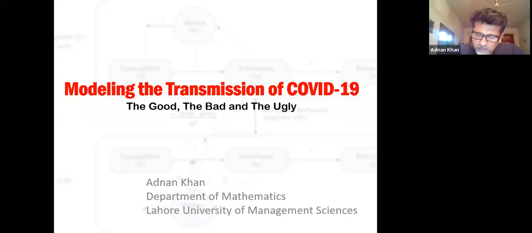So let me just give you an overview of what I'll do. I'll give you a very short crash course in what kind of techniques are out there to model transmission of various infectious diseases. Then I'll show you a few models of COVID-19, one of which was done by our group at LUMS. And then there are other models.